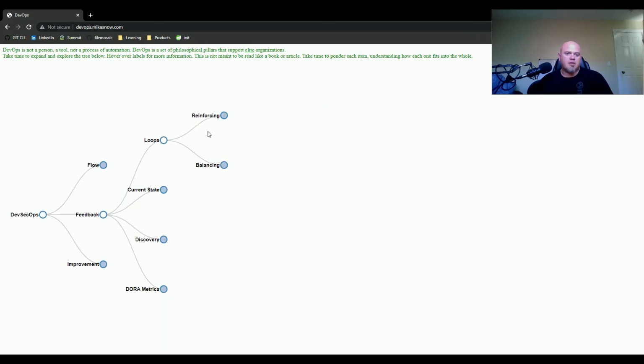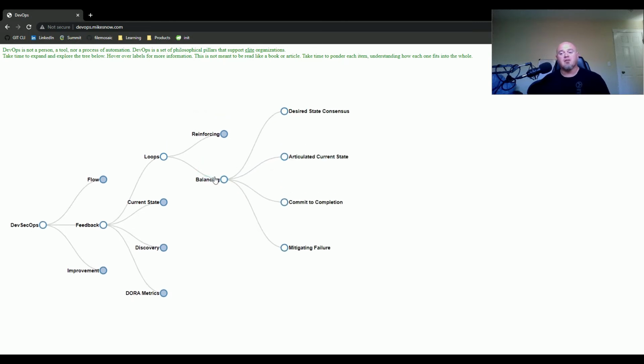With reinforcing, it's about growth, where balancing is about hitting a specified target or desired state. So this involves defining what the desired state is going to be, not just kind of thinking about it, but it really involves a team and everyone involved to come to a consensus on what the desired state should be. And once you have the desired state defined, then you can start looking at current state.